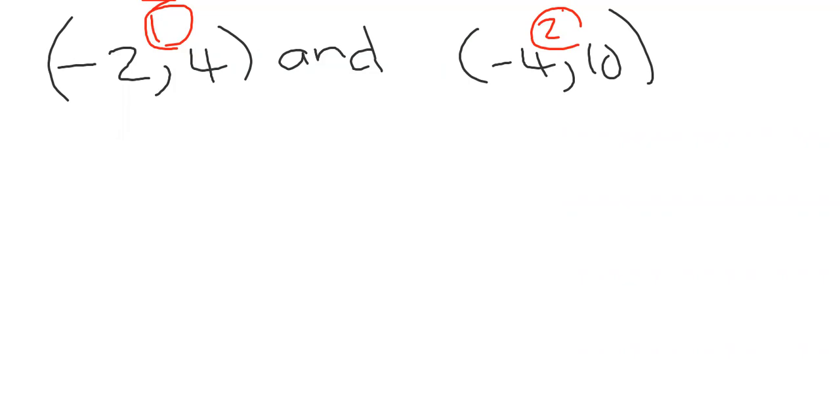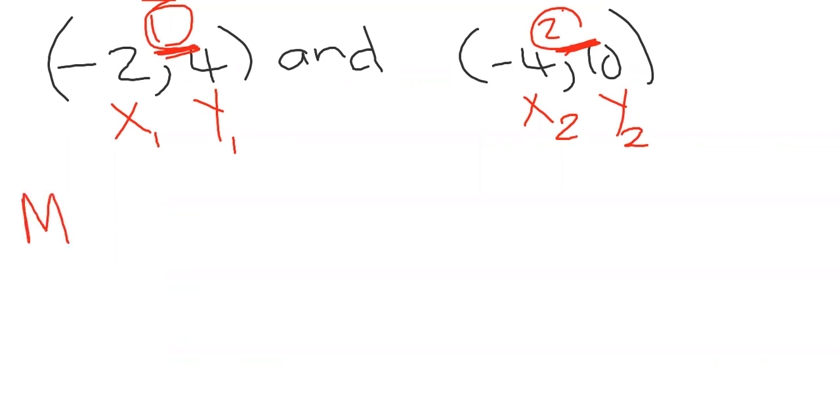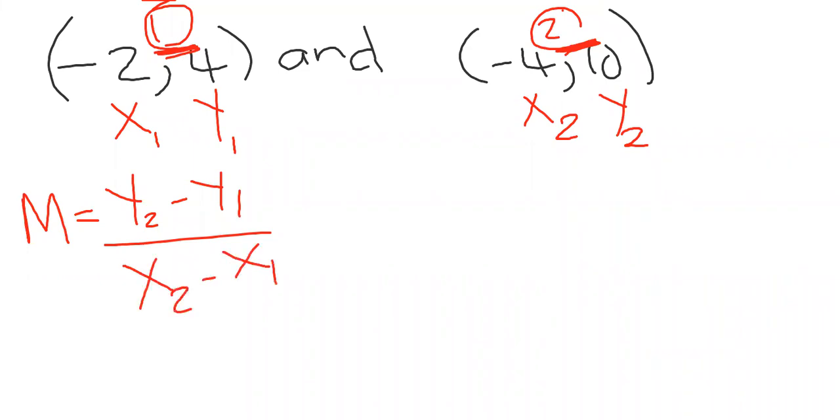Then I said every coordinate has an x and a y value. Now, because here we have coordinates 1, label this x1, y1. And then here, because we have coordinates that we have labeled 2, label them x2, y2. Then from there, go straight to your formula. The formula says m, which is the gradient, is y2 minus y1 over x2 minus x1.